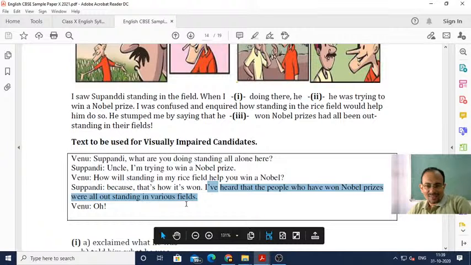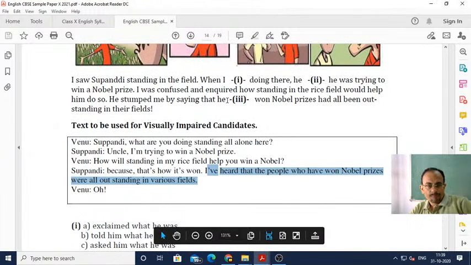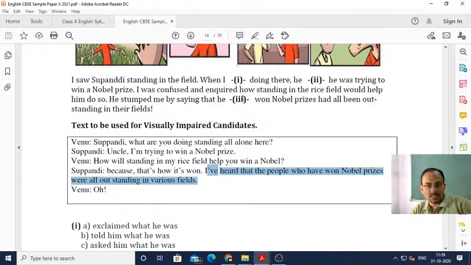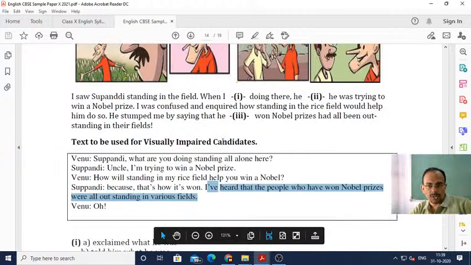Okay, so what shall be the answer? He stumped me by saying that he had heard, I have heard, meaning he had heard that the people, up to who you have to select, because one is given here. So this is question number 3.